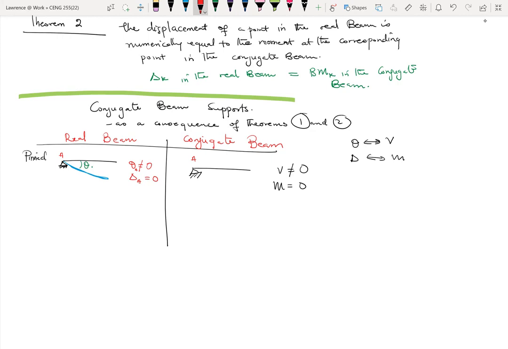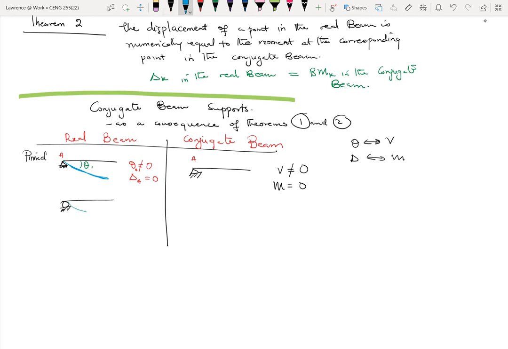All right. So if the slope in the real beam is not 0, then my shear force in the conjugate beam should not also be 0. Okay. If the deflection in the real beam is 0, then it means that the moment in the conjugate beam should also be 0. All right. And the only support that satisfies this particular point here is if the support is a pin support or a roller support. Okay. So we can also draw one for a roller support easily.